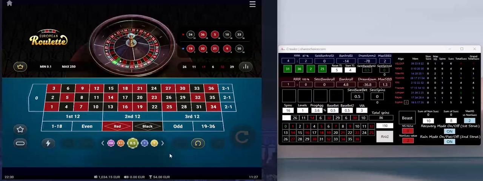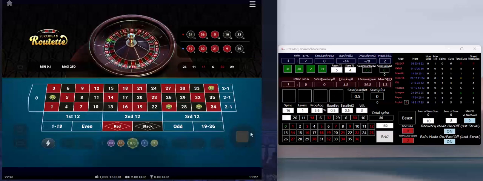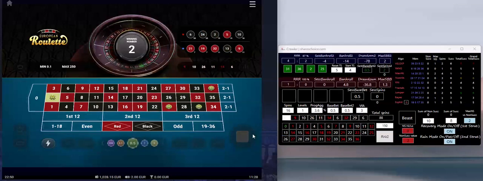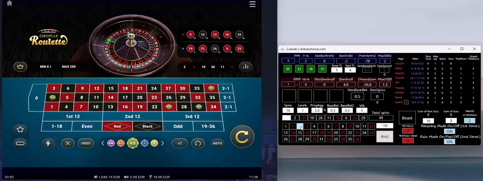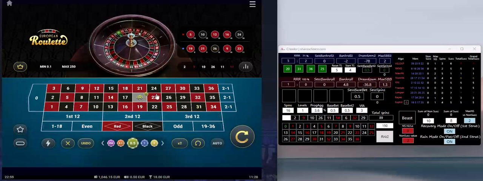So let's continue. We should now reset our base bet to 50 cents and bet on new numbers 36, 31, 2, and 25. So let's go. I will speed up the spins a bit. Okay, number 2 is here. We won. Cool. And now we should bet on 20, 31, 36, and 25.